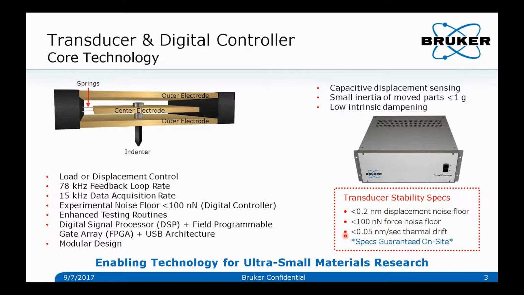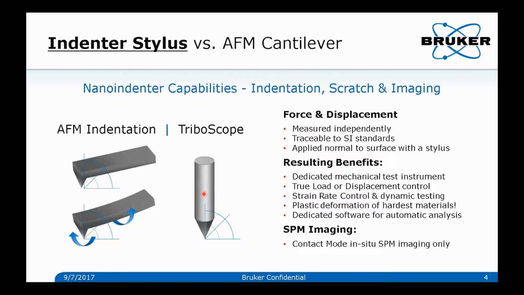The controller that we use is a digital TriboScope controller, and the specs for the controller are shown on the left. You have a 78 kilohertz feedback loop rate, so that is the rate at which we are monitoring the force and displacement. Very fast control system for making sure you're applying the force that you want. You can do up to 15 kilohertz data acquisition rate, which if you want to capture something that's happening very quickly, like a fracture or some transient event, you can do higher data acquisition rates. But the system is basically this transducer that you see working in conjunction with the digital controller.